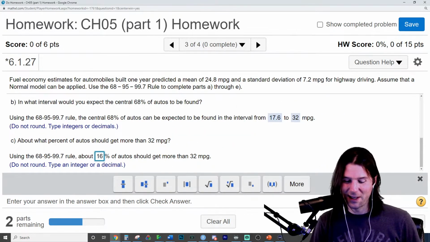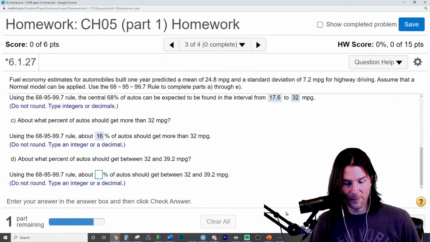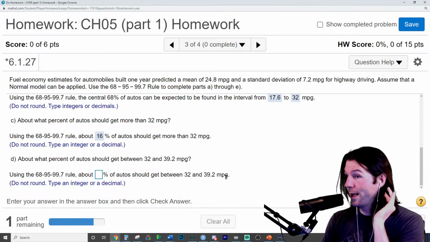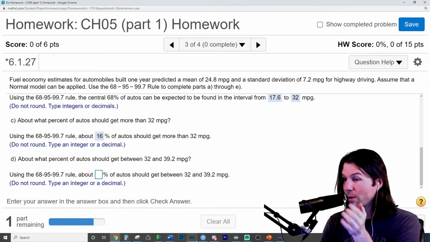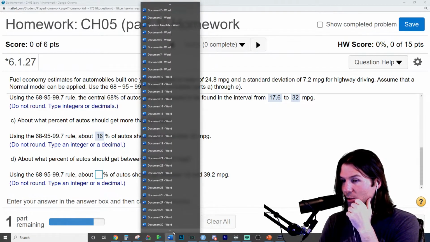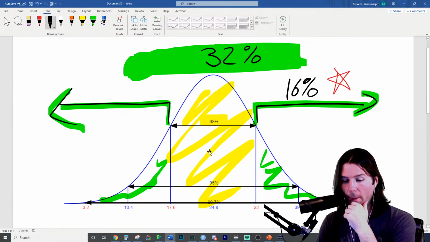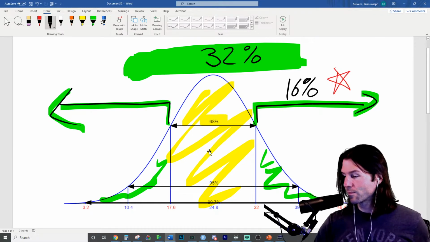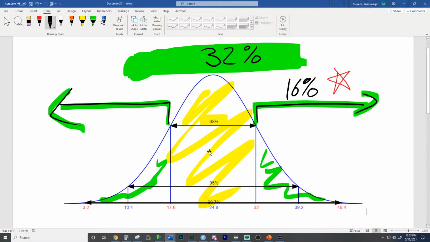So it's 16% because it's above one standard deviation. Between 32 and 39.2. So our last graphic's really going to help us out with this. Our last graphic, we got all the Word documents too. Here's where it gets tricky. Here's where it gets a little more difficult.